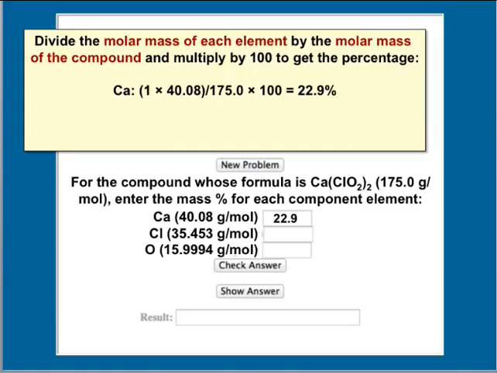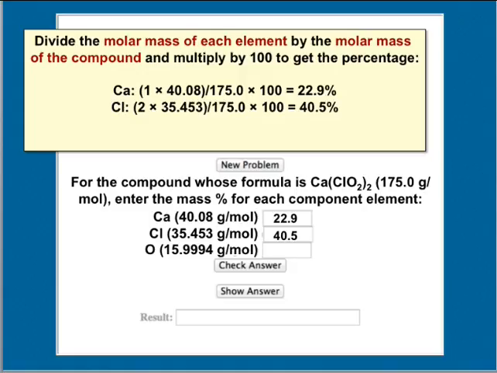We'll do this for chlorine now. What's the 100? Oh, that's to make it a percentage. Chlorine, how many chlorines are in the compound here? Two. So, we're going to multiply 35.5 times 2, divide by 175, and we're at 40.5%.